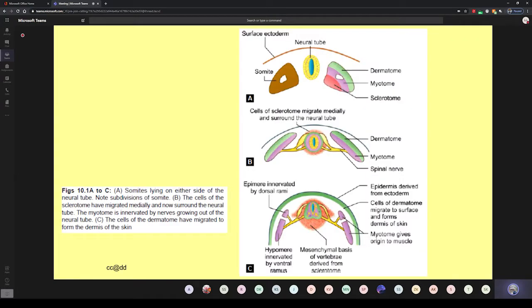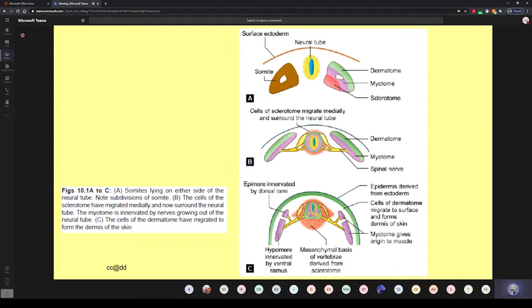What is the somite doing? Please note in this picture, everything is clear. The somite has three differentiations. The somite itself gets differentiated into three. What are the three components of a somite? This is important for you. The medialmost, innermost one is known as sclerotome. The middle layer is the myotome, and the outermost layer is the dermatome.